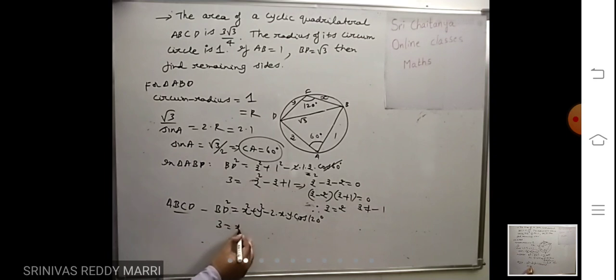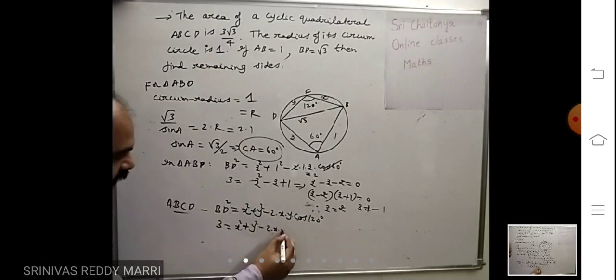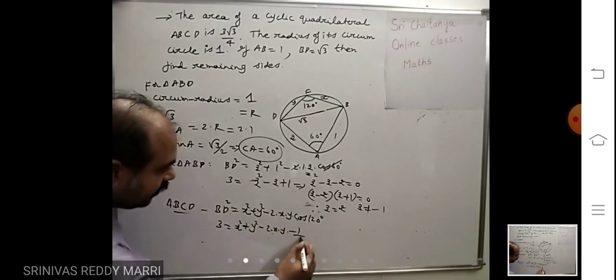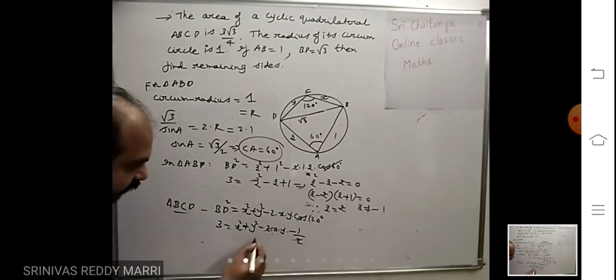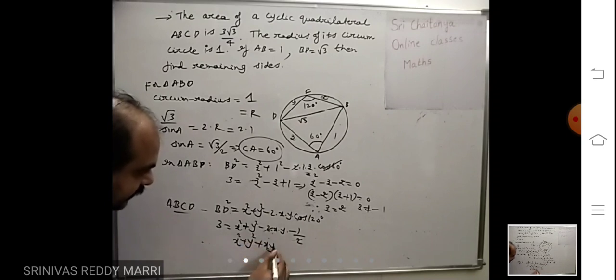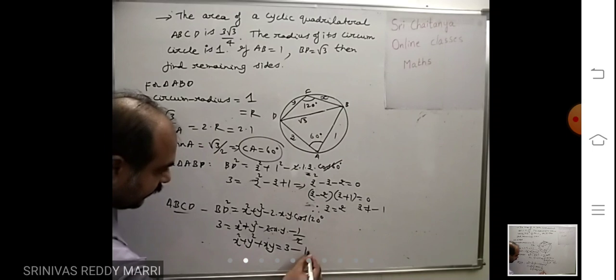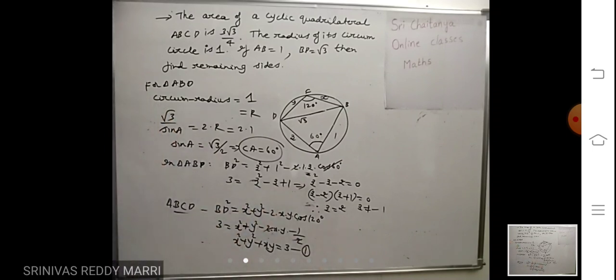So BD square is what? This is 3. x square plus y square minus 2 into x into y into cos 120, which is minus 1 by 2. 180 minus 60, you will get minus 1 by 2. So therefore, you will get the first equation: x square plus y square plus xy equal to 3. Let us say this is the first equation.